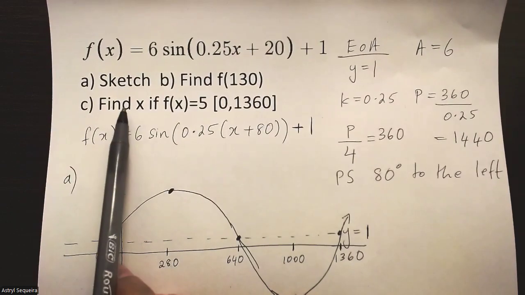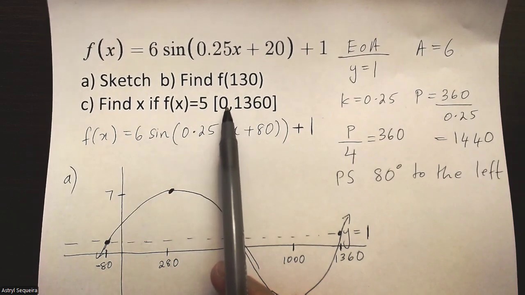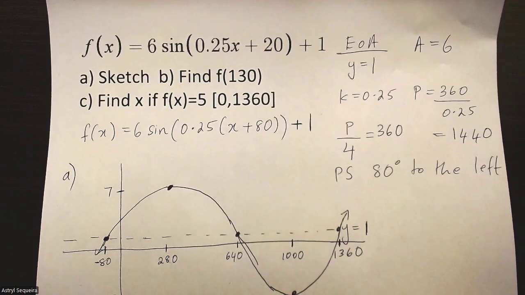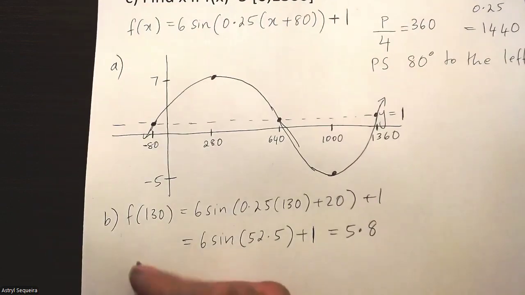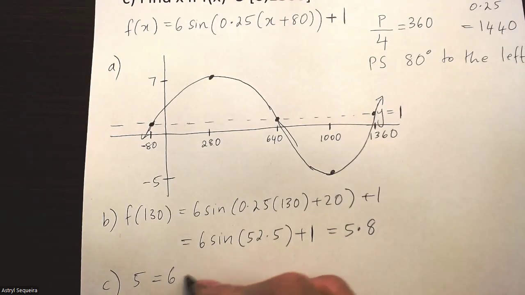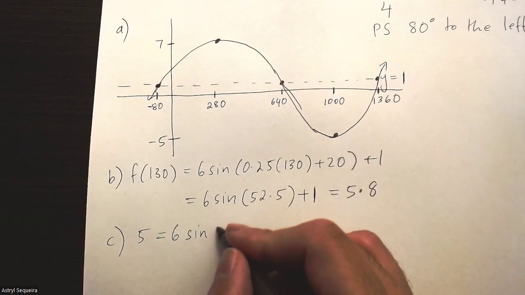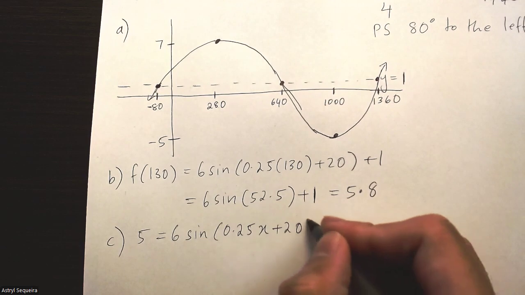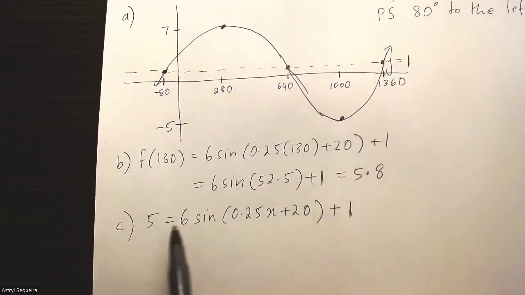The C part of the question says find x if f of x equals 5 and make sure that the solutions are between 0 and 1360. So for the C part of the question, I'm replacing y with 5. And again, I'll just use the original equation because I think it's a bit easier to solve this one, but it doesn't matter which one you use. You'll end up with the exact same solution.